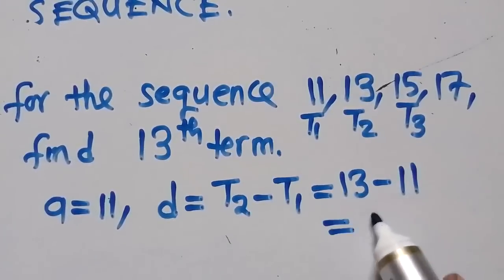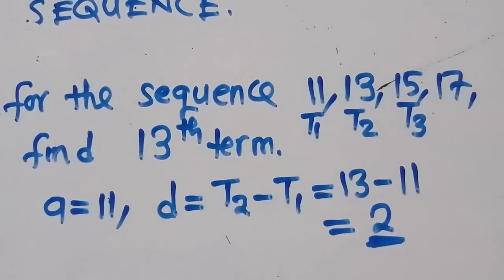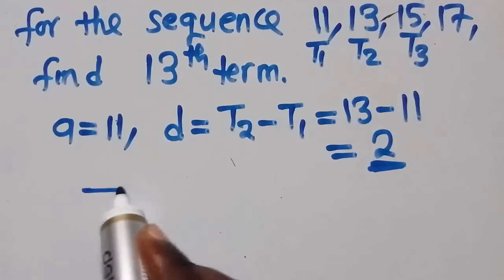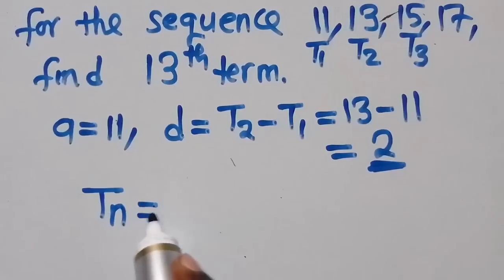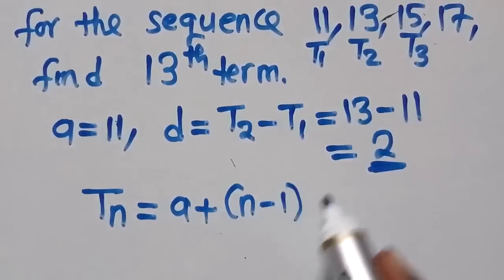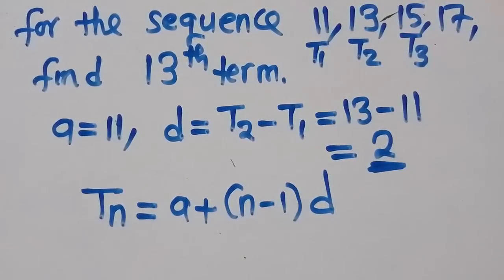The answer there is 2. The common difference there is what? 2. So then you write the formula. Which formula do we use? The formula for the nth term is a plus (n minus 1) times d. This is what you need to do.